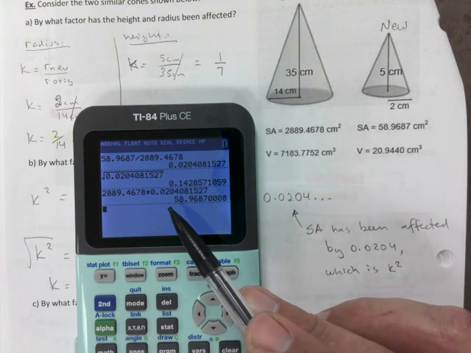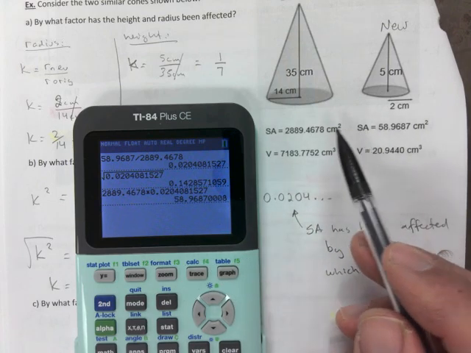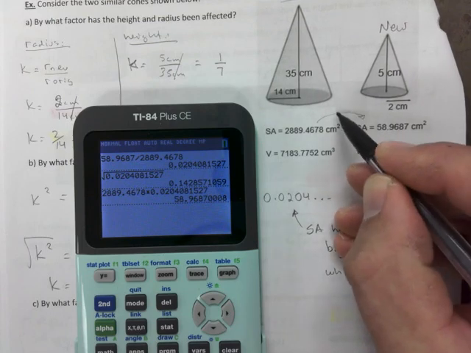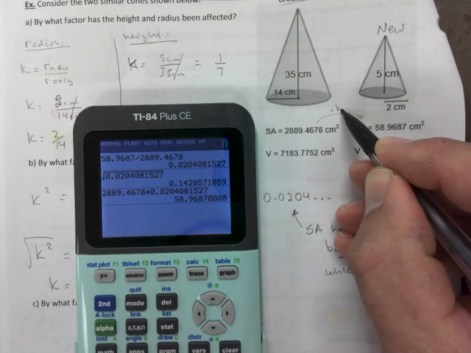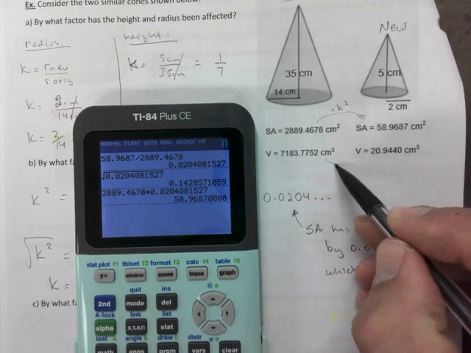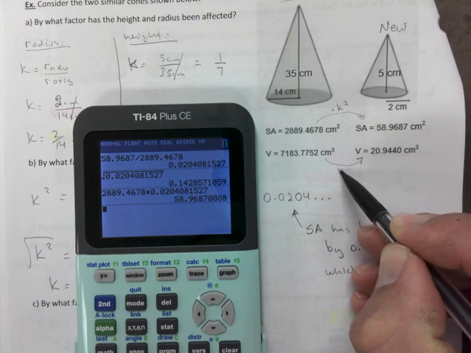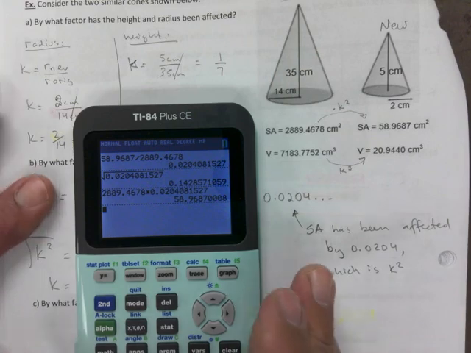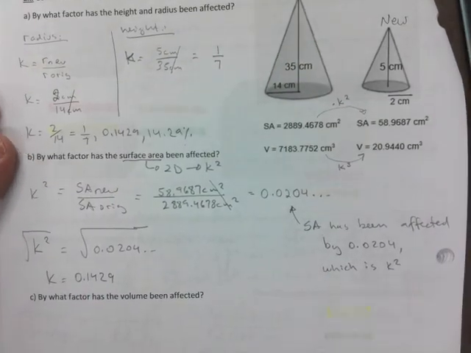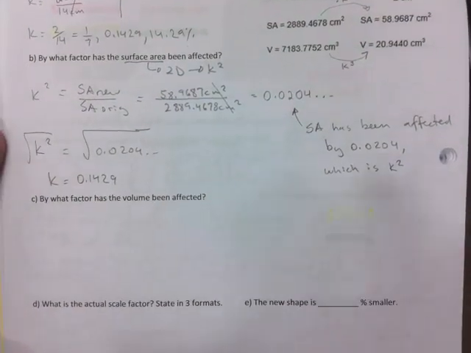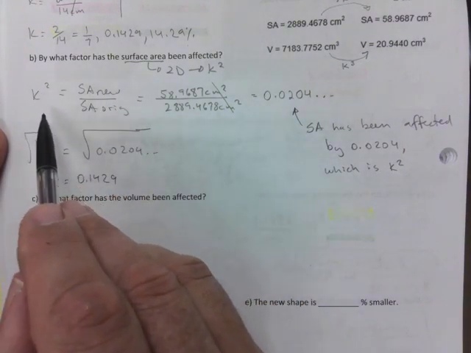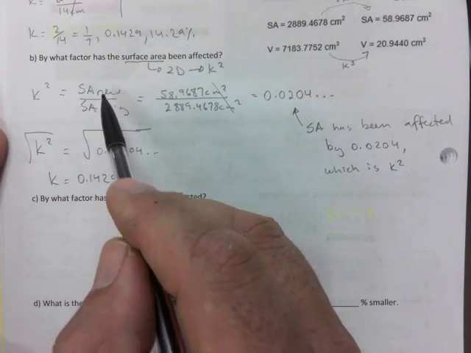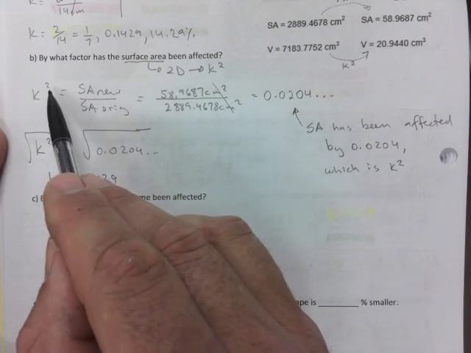And there you have it. Surface areas have been affected by k squared. To get from here to here, you went times k squared. And to go from here to here, you guessed it, it will be k cubed. I'm just trying to let you see that everything is connected here, but this is key to start off with, and then surface areas are affected by k squared.